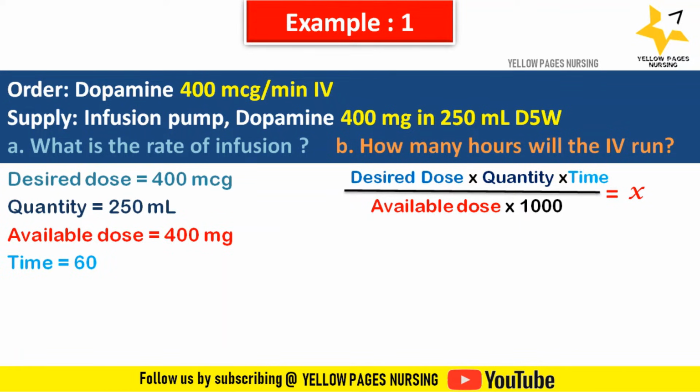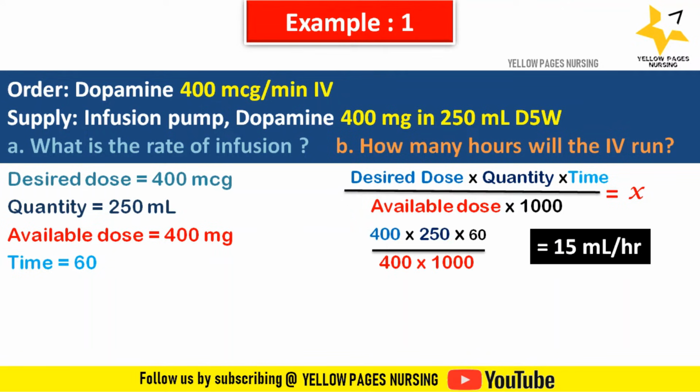60 minutes. Because the doctor's order is in microgram, and in order to convert it to milligram, we are multiplying the denominator by 1000. So applying all in the formula, we get 400 multiplied by 250 multiplied by 60 divided by 400 multiplied by 1000, which gives 15. So we set 15 ml per hour in the infusion pump.